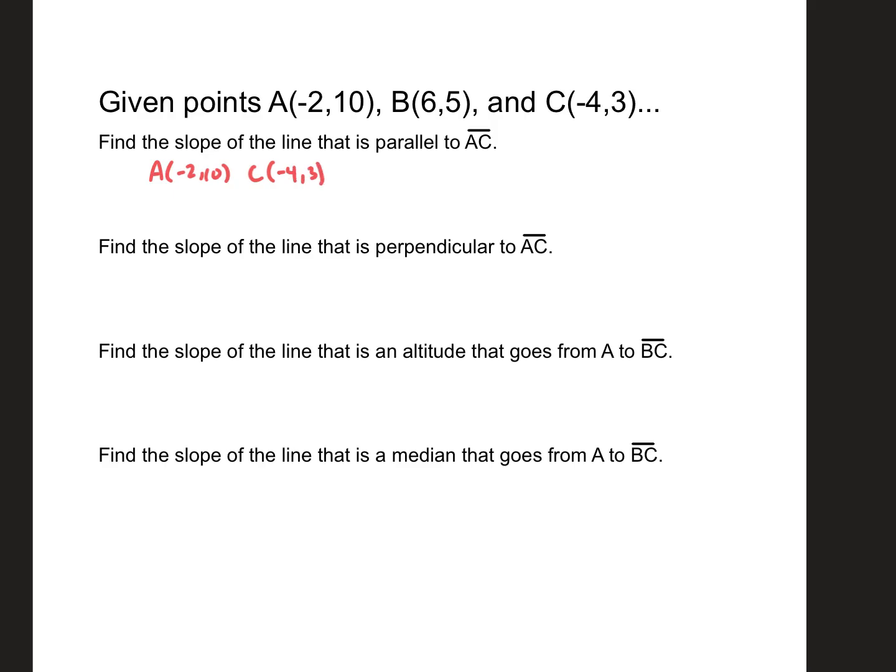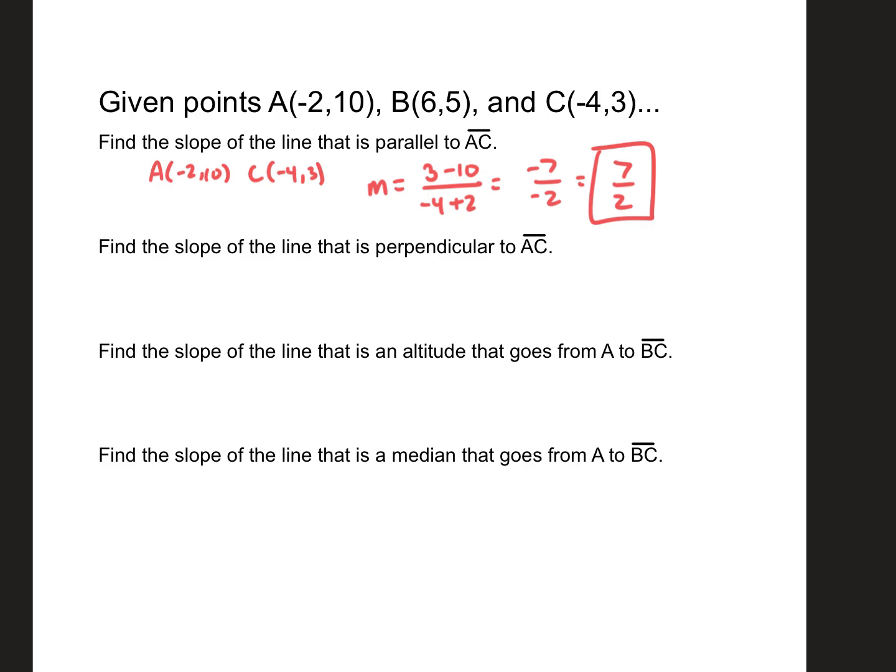If I find AC's slope, y2 minus y1 over x2 minus x1, and I find this slope of 7/2, I know that the slope of a line that's parallel to it should have a slope that's the exact same thing, 7/2, 7 over 2. Carry that on to the next problem below here.